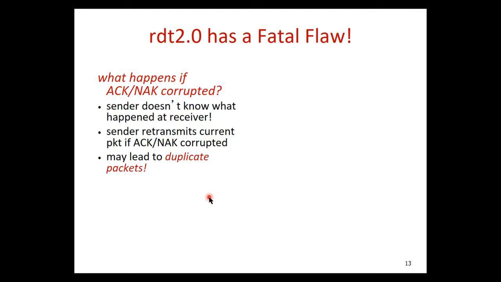So if it is corrupted feedback, the sender should retransmit. But that retransmission can lead to duplicate packets because the first packet was not corrupted, right? The receiver sends back a positive ACK. The positive ACK was corrupted. The sender retransmits. So now we have duplication of data. And remember, for reliable transfer, we cannot have duplication, right? The data should be delivered without duplication. So we need to be able to handle duplicates.